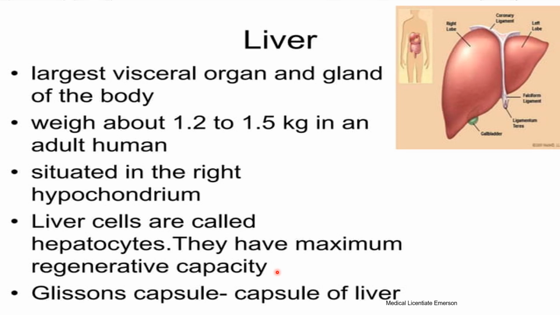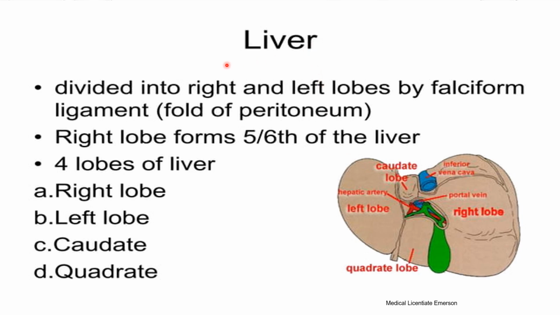Then the Glisson's capsule, which is of course the capsule of the liver, is called the Glisson's capsule. The liver is divided into right and left parts by a ligament known as the falciform ligament, which is just a fold of peritoneum. The right lobe forms five-sixths of the liver, and the liver also has four lobes.